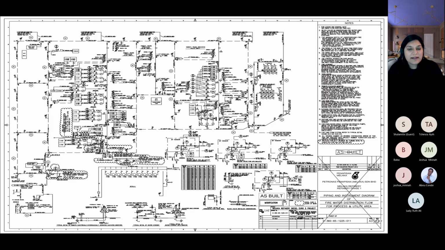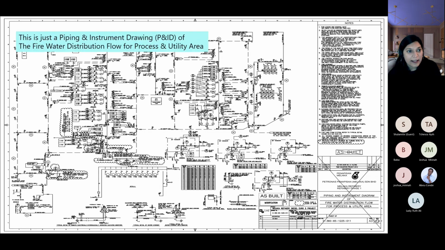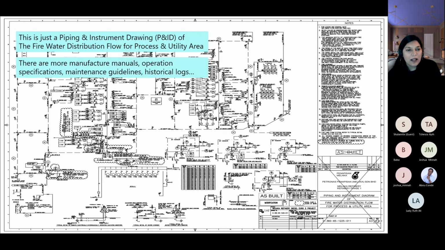Yeah. So you see, this is an engineering diagram of a particular plant, right? What you see on your screen is what we call a piping and engineering diagram of a fire distribution flow for a process and utility area. There are manufacturing manuals, operation specifications, maintenance guidelines, and historical logs.